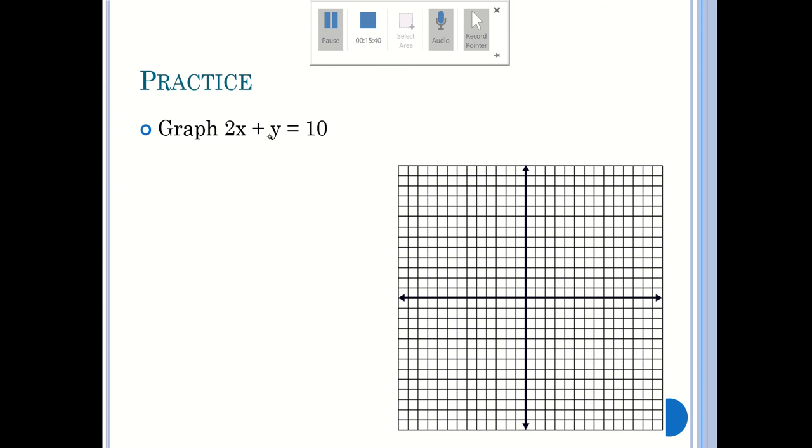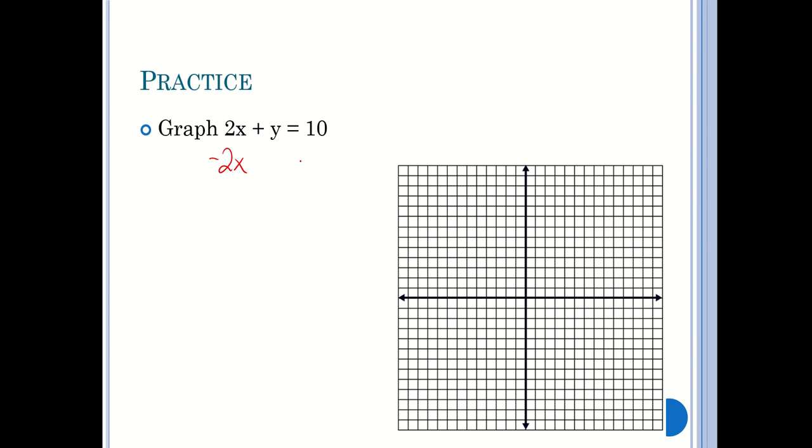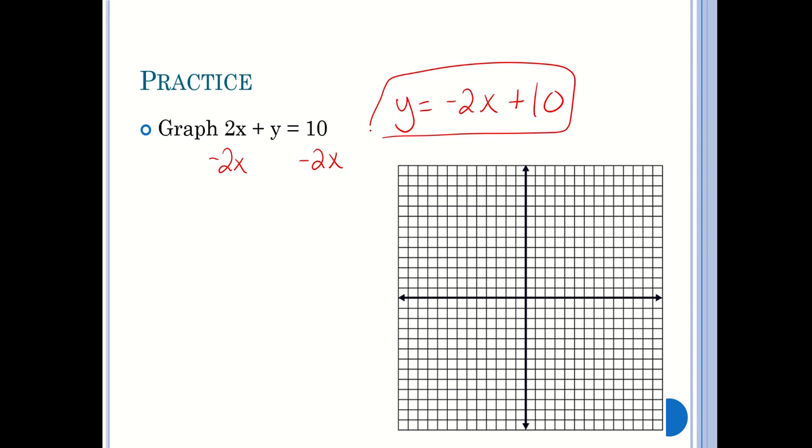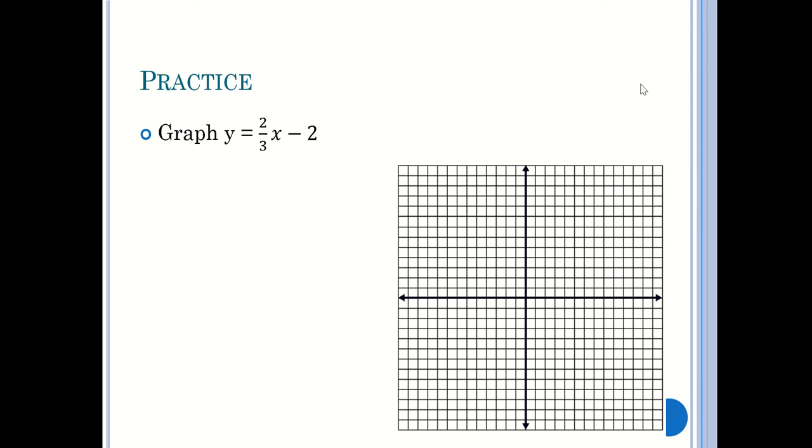Let's say you have a problem like this where y is not isolated. If you want to adjust the equation so y is isolated, we can subtract 2x from both sides, right? That's going to give us y equals -2x plus 10. It's probably easier to work with the equation once y is isolated, so I would encourage you to do that if you come across a problem like this. We came across this in IXL.